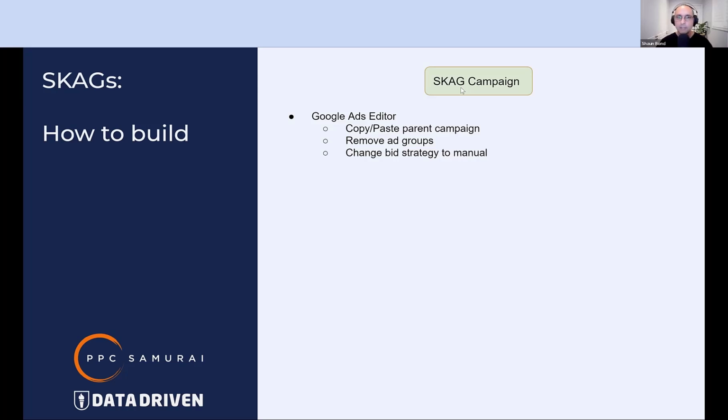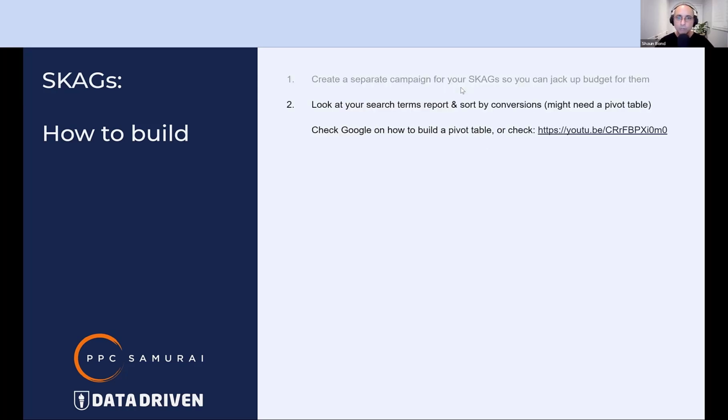Because the next step is we're going to go look at our search term report and find the search terms that, in our mind, qualify to be good enough to produce enough data for Google to be in their own single keyword ad group. So you go to your search term report, sort by conversions, and have a look and see what's sitting in there. And what you're looking for is really, really high converting search terms that have a lot of volume.